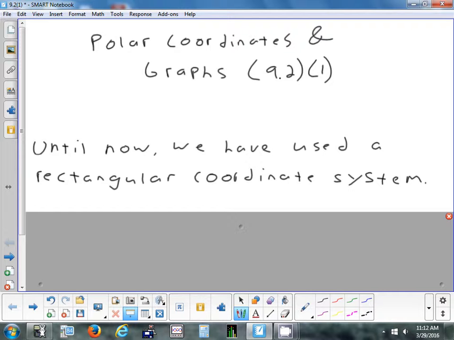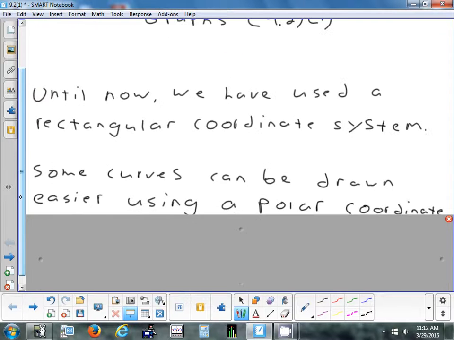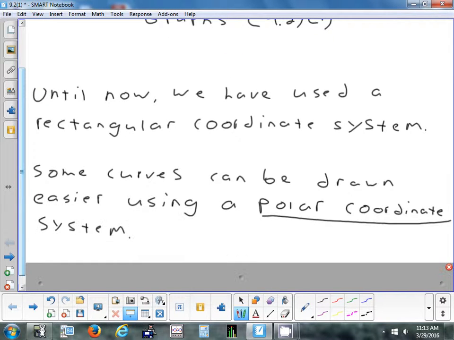All right, so up until now, the grid that we've been drawing everything on was a rectangular coordinate system. Okay, when we do function notation, that has an x and a y axis. And when you do parametric, it's still an x and a y axis. Okay? It's just your regular old Cartesian coordinate grid. Well, for some curves, that's not the easiest way to draw them. Okay? And they can be drawn easier on what's called a polar coordinate system.